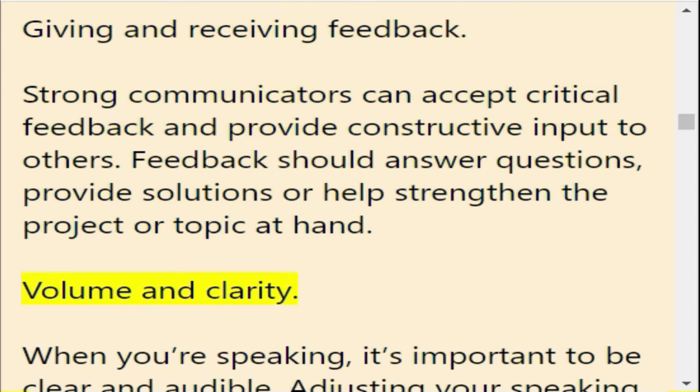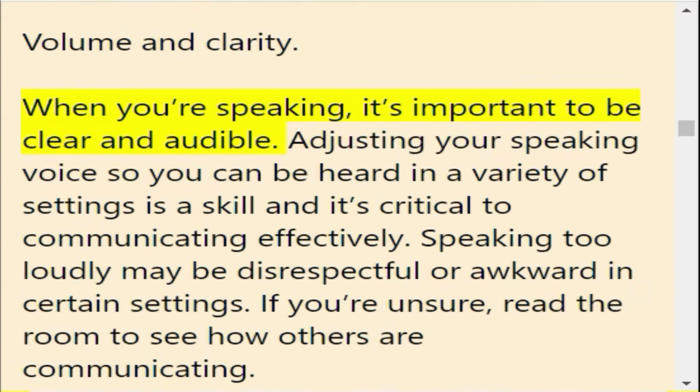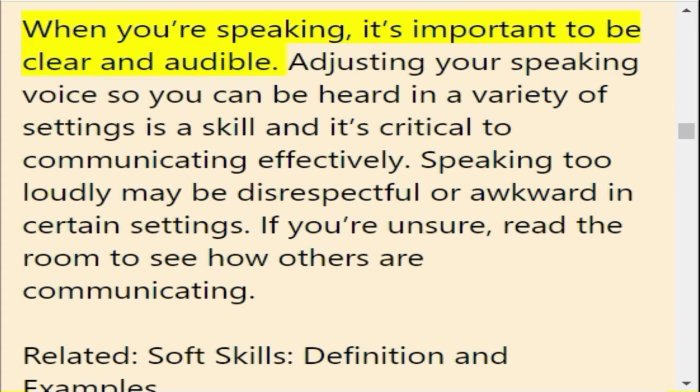Volume and clarity. When you're speaking, it's important to be clear and audible. Adjusting your speaking voice so you can be heard in a variety of settings is a skill, and it's critical to communicating effectively. Speaking too loudly may be disrespectful or awkward in certain settings. If you're unsure, read the room to see how others are communicating.